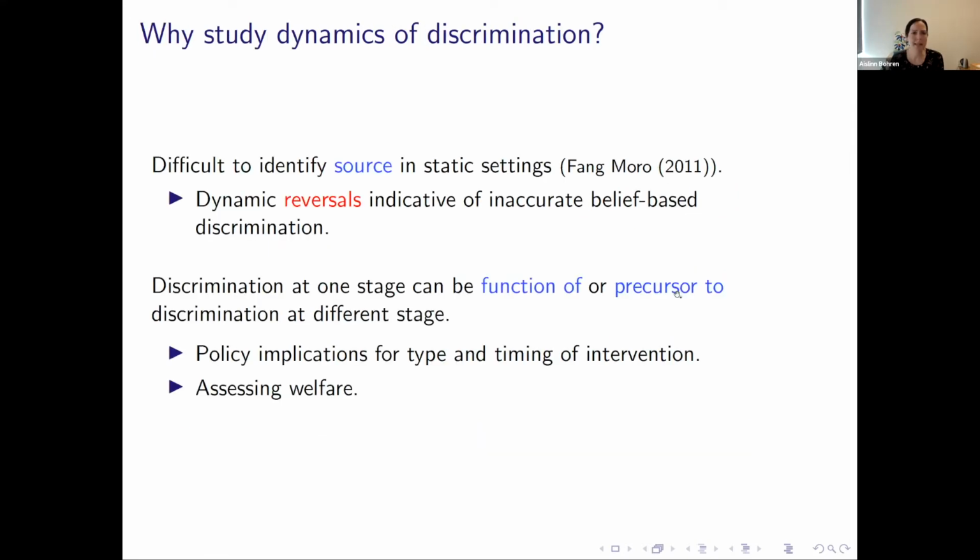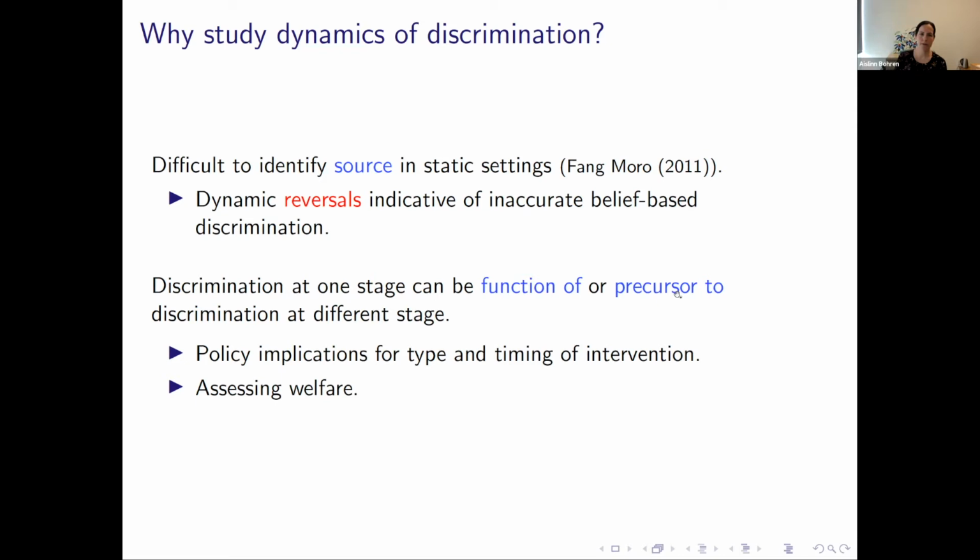All right, so why would we want to study these dynamics of discrimination? As I said, it's difficult to identify the source in static settings. This dynamic reversal I just suggested, we show theoretically, is indicative of inaccurate belief-based discrimination, as I'll talk about a little bit more in a couple of slides. So it can really help pin down the source. We saw how taste-based, accurate statistical, and inaccurate discrimination lead to different predictions.